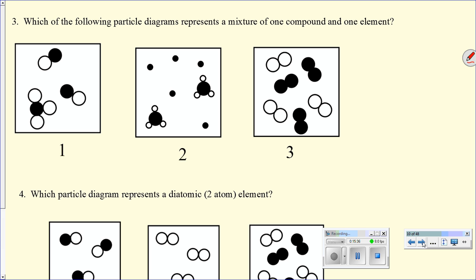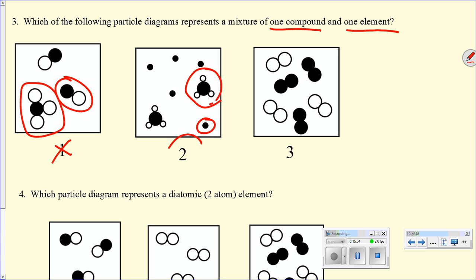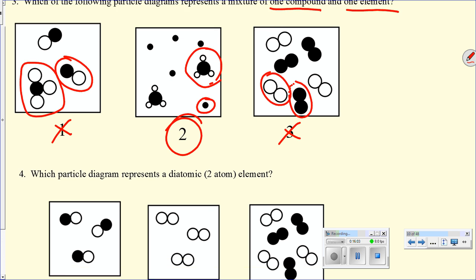Which of the following particle diagrams represents a mixture of one compound and one element? So it's a little bit more specific. Choice 1, this is a compound, this is a compound. It is a mixture, but it's a mixture of two compounds. Choice 2, this is an element, this is a compound. So that's our answer choice. Choice 3 is also a mixture, element, element. This is a mixture of two elements.